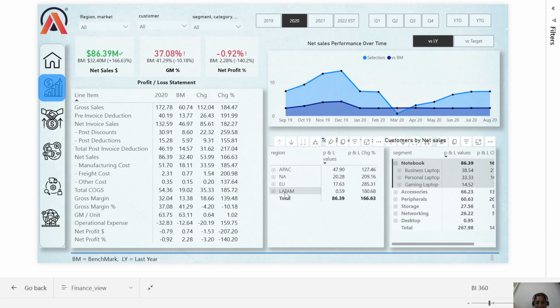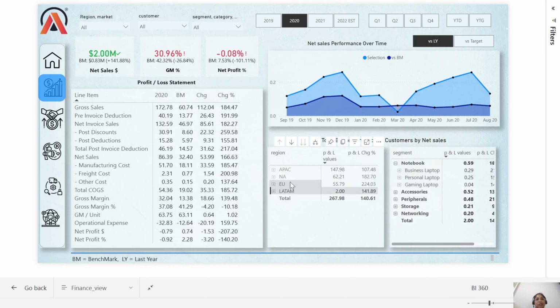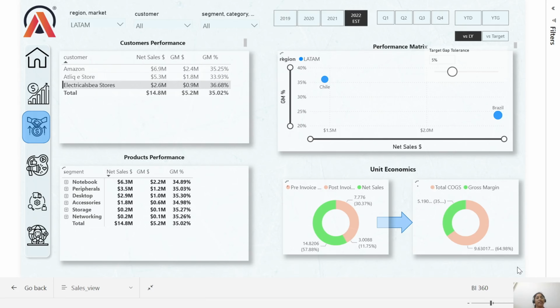Now we're going to see here Latin America is a bottom performing customer and contributing very less sales also. Let's look at the details on the sales report and its insight analysis. Here the sales view shows net sales and gross margin percentage. These metrics are broken down into products and customers, and you can see who and what is contributing to sales and profitability.